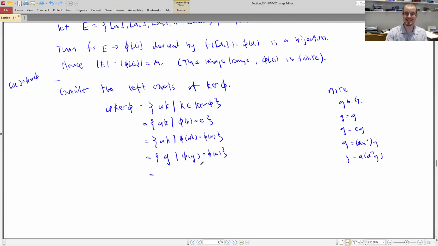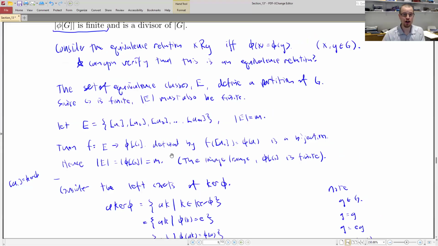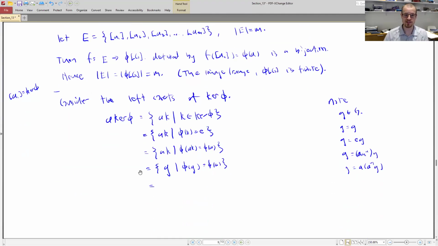But this is exactly the definition of our cosets. Or sorry, yes, that's what I started with, was cosets. I'm sorry. That is exactly the definition of our equivalence classes. Equivalence classes are all of the things in G that have the same image as that, right? This is the equivalence class containing A.